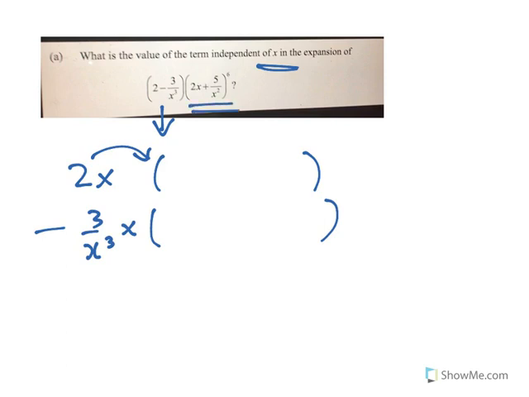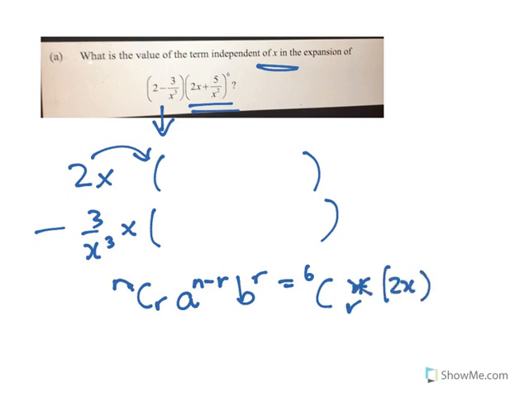So if we look at a general term for this here, it's nCr a to the n minus r, b to the r, so it'll be 6Cr times, a is 2x, so it's (2x) to the 6 minus r, and it'll be 5 on x squared to the power of r. So that's a general term.